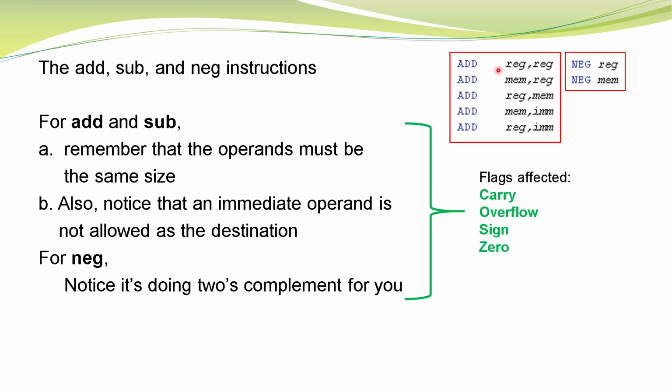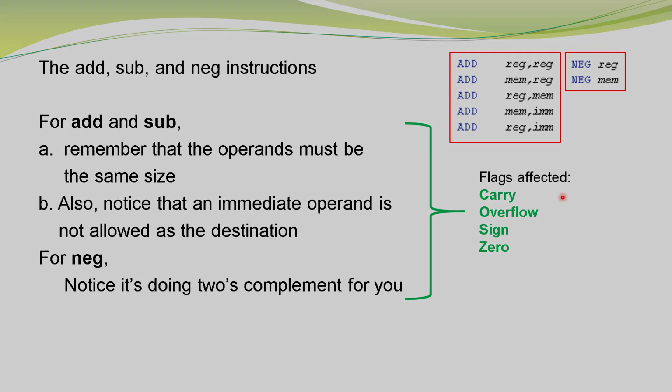In other words, look over here. Nowhere over here do you see an immediate operand because you can't change something that's a constant. Something else about the negation instruction, it's really doing 2's complement for you. And once again, all 3 of these affect the carry, the overflow, the sign, and the zero flags.